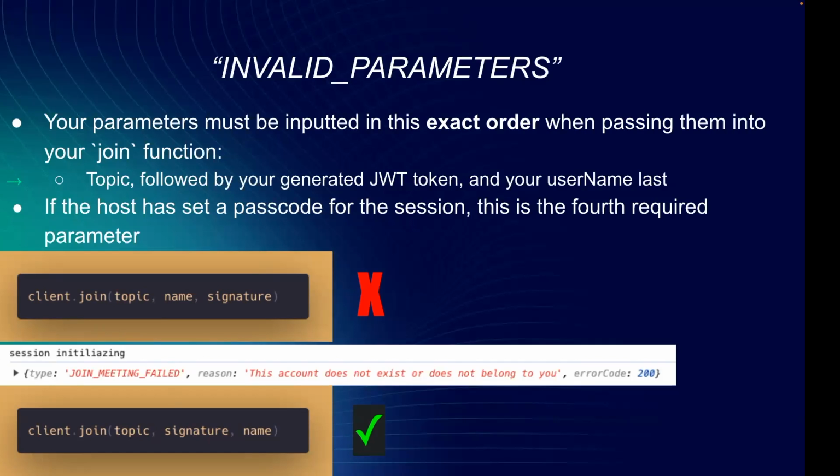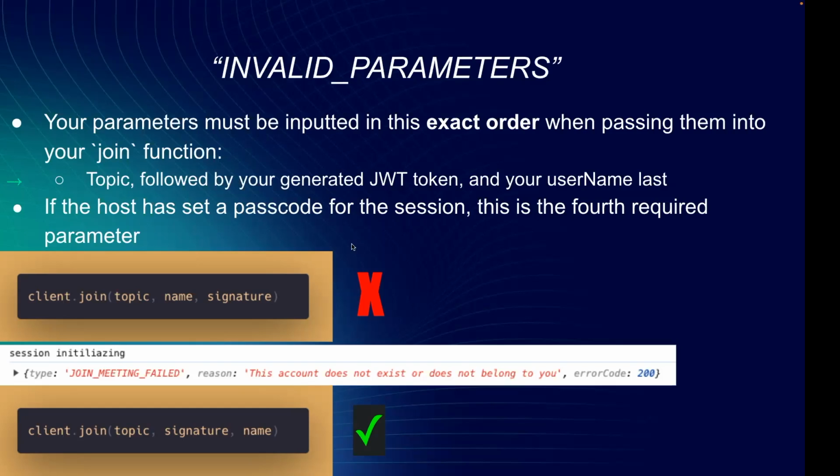Now, if the host of the session has set a passcode for the session, this is the fourth required parameter. So if you are creating a session and you have set up a password or a passcode, this is going to be your last required parameter, but a passcode is not required. So if you do not set one up, you only have three required parameters.